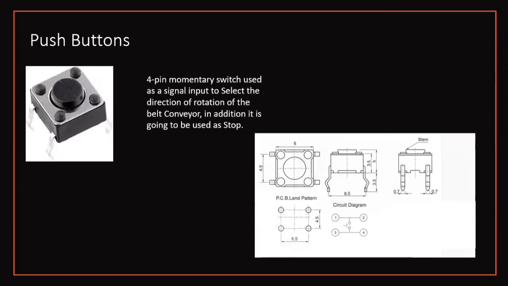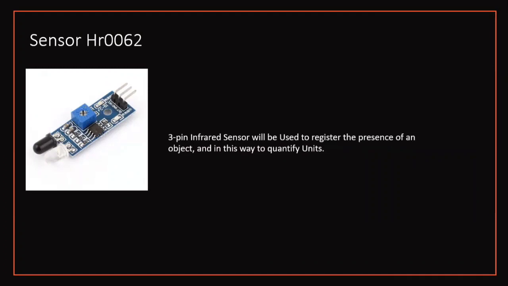Then I'm going to explain the use for each object. The first one is the push buttons. A push button is a 4-pin momentary switch used as a signal input to select the direction of rotation of the belt. And then we have the proximity sensor HR0062. That is a 3-pin infrared sensor that will be used to register the presence of an object, and in this way to quantify the units.